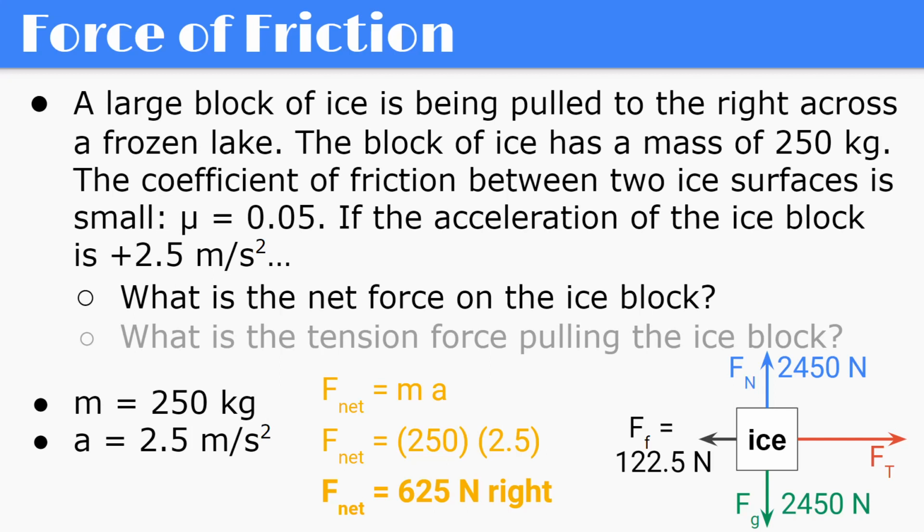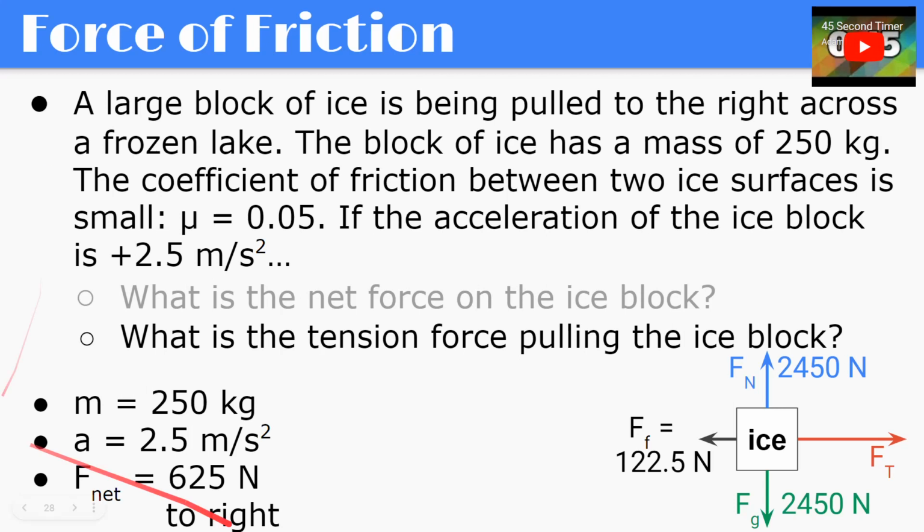The last question is, what is the tension pulling on the ice block? I'm going to add my net force over here, and now I'm going to solve for this piece. Again, I don't have an equation for tension, but I do know net force isn't just equal to ma, it's also the sum of my forces. By definition, the net force is equal to my forces to the right plus my forces to the left. I only have a net force horizontally, so that's why I didn't write out the vertical one, because that's 0. Net force in the x direction we just found to be 625 newtons to the right.